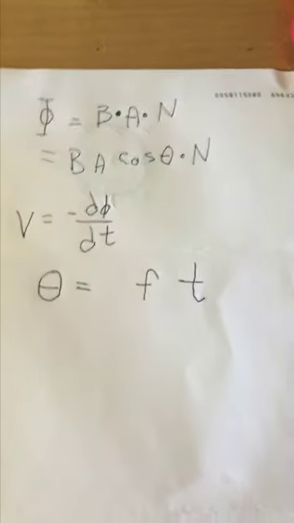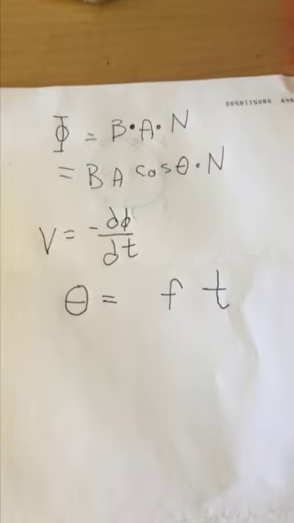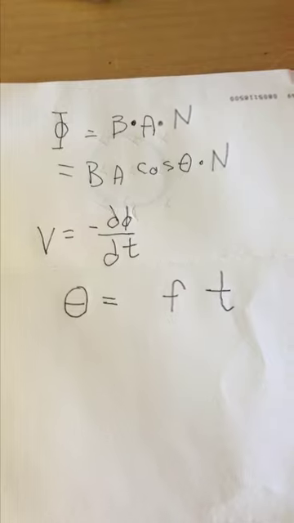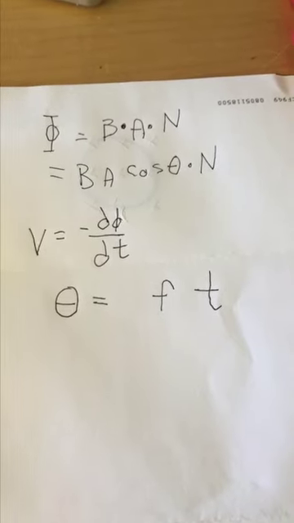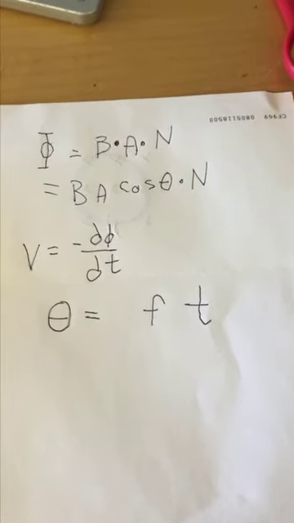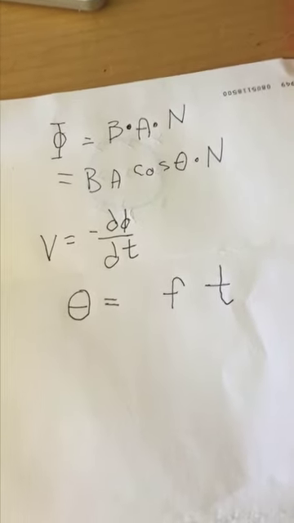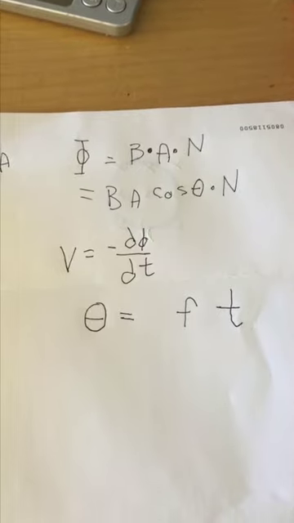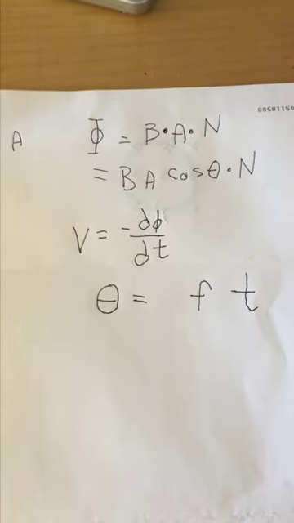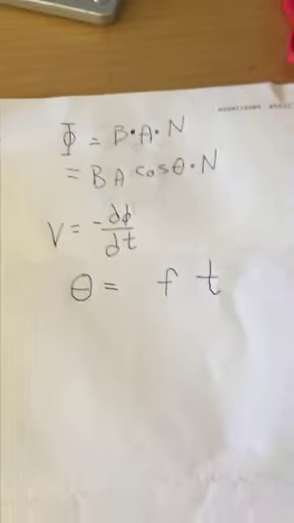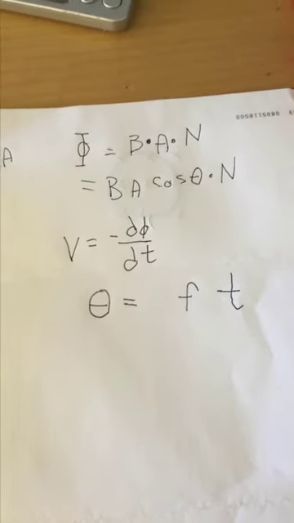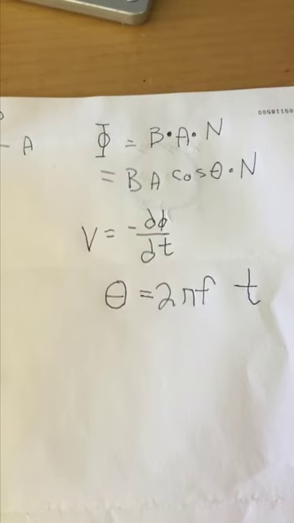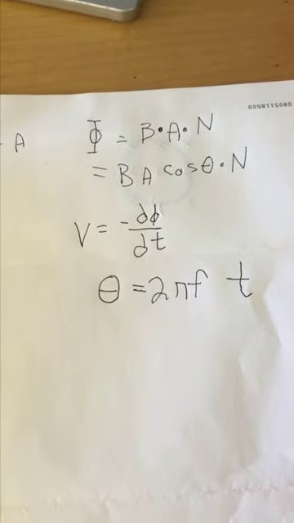In other words, if the coil is turning 1 time per second, then the angle theta goes from 0 to 360 degrees in 1 second. It's back to 0. So it goes 0, 90, 180, 270, 360. Or if you like, 0, pi halves, pi, 3 pi halves, 2 pi. And again, 2 pi is the same as 0. And we're going to be using radians rather than degrees when talking about rotations of coils. So I'm going to call this 2 pi ft. That's going to be what theta is equal to.